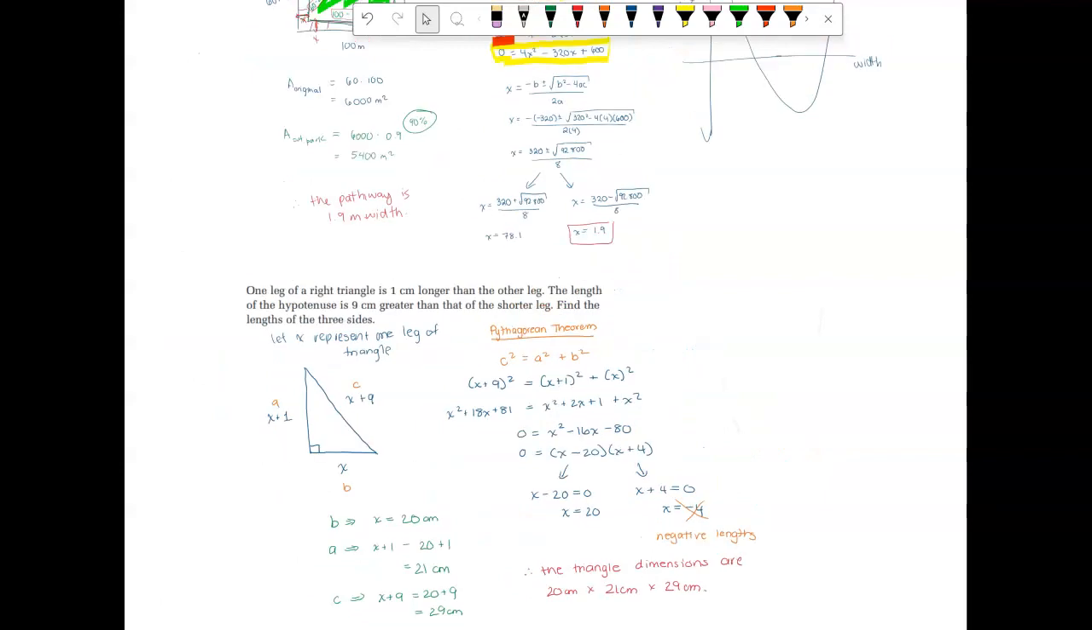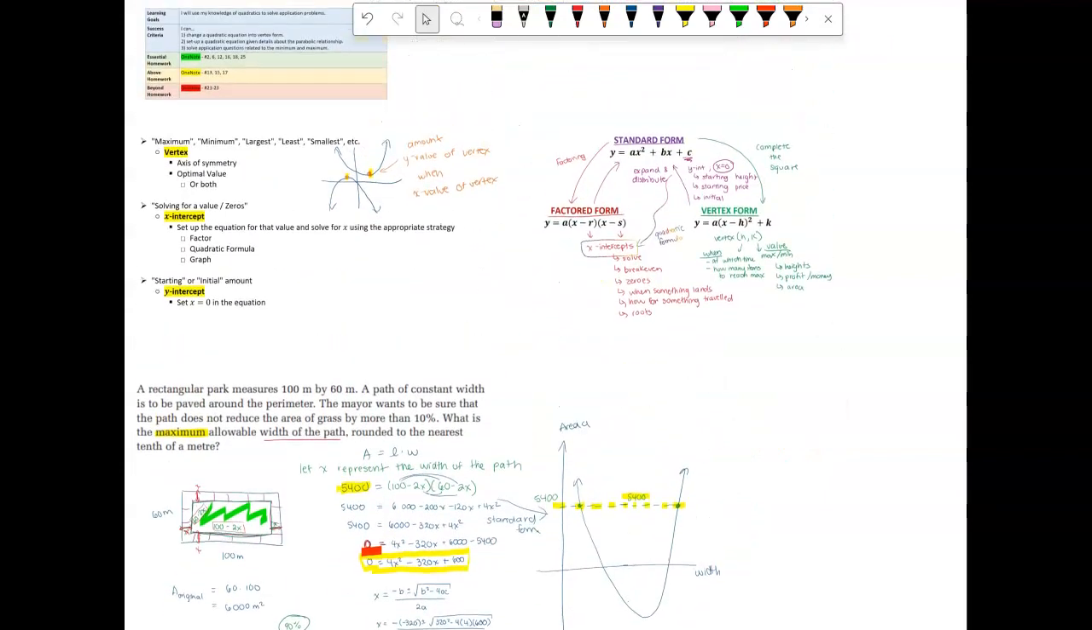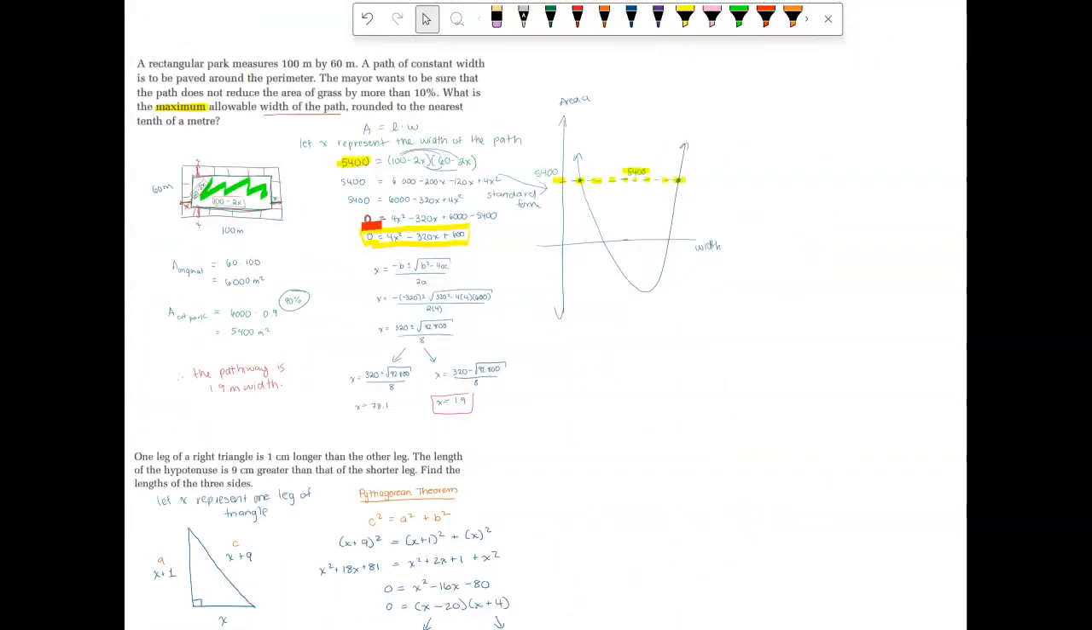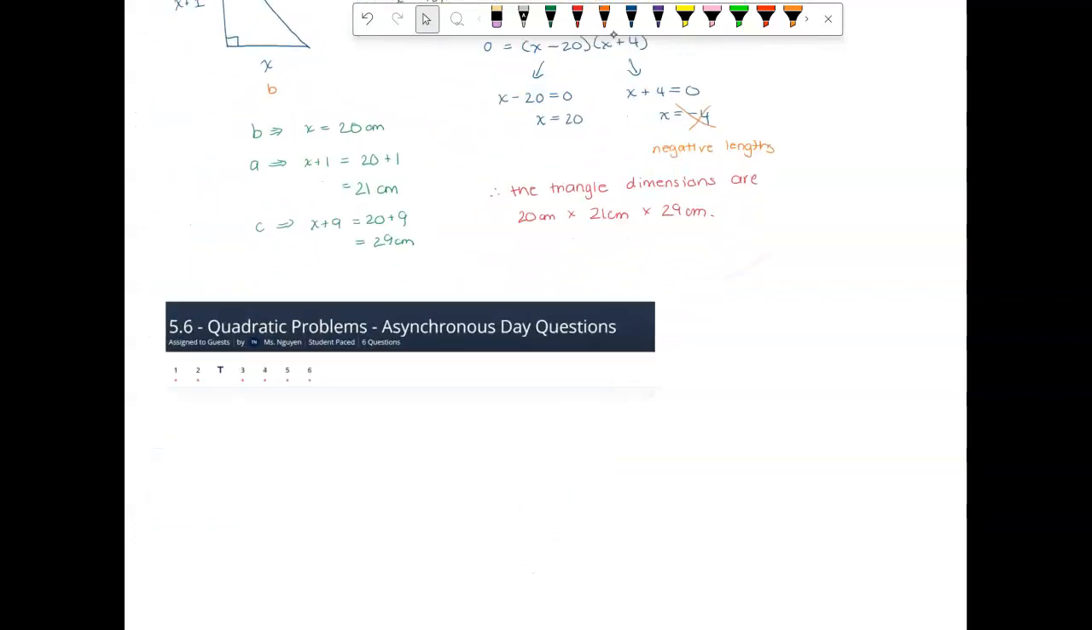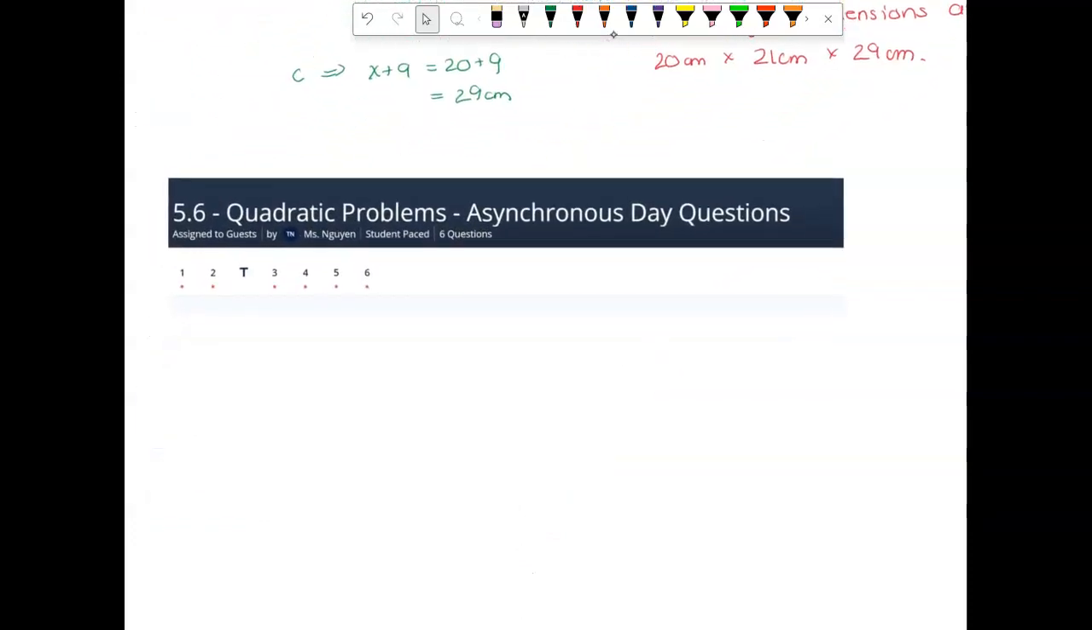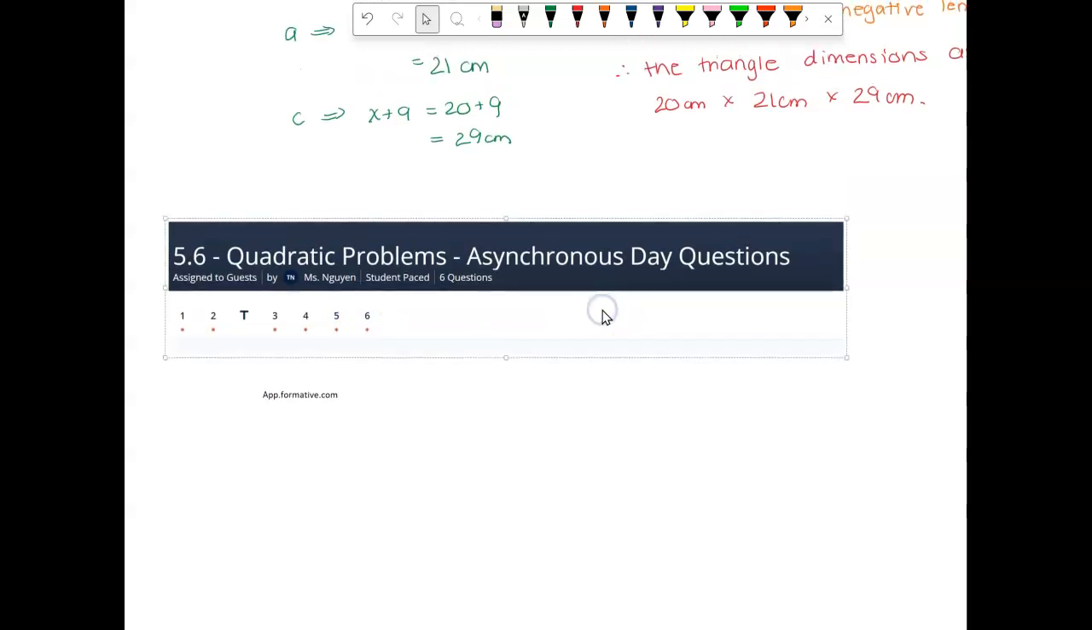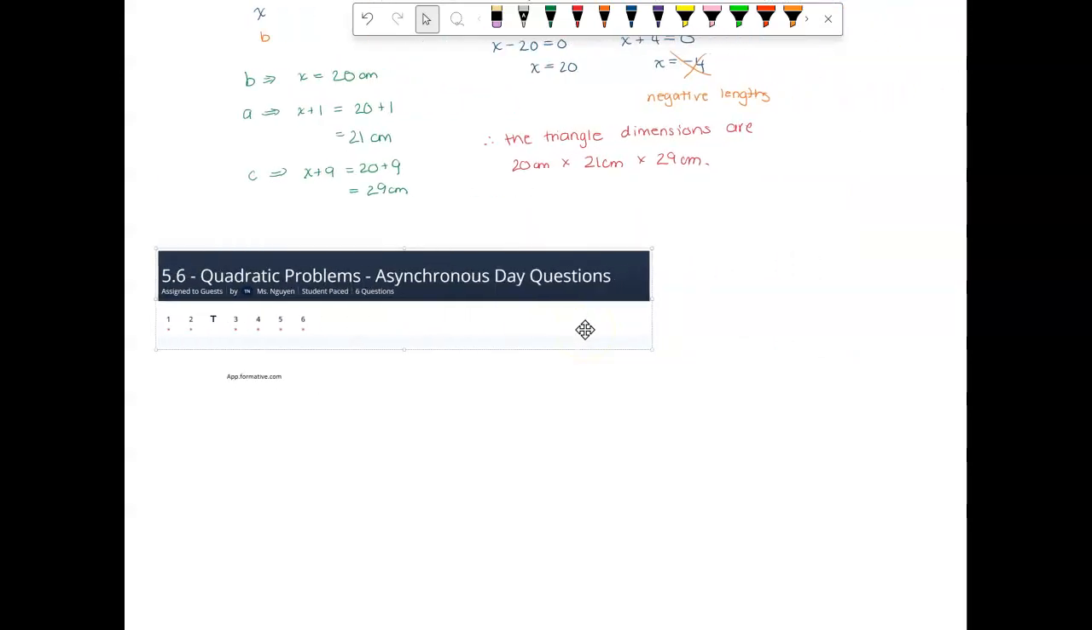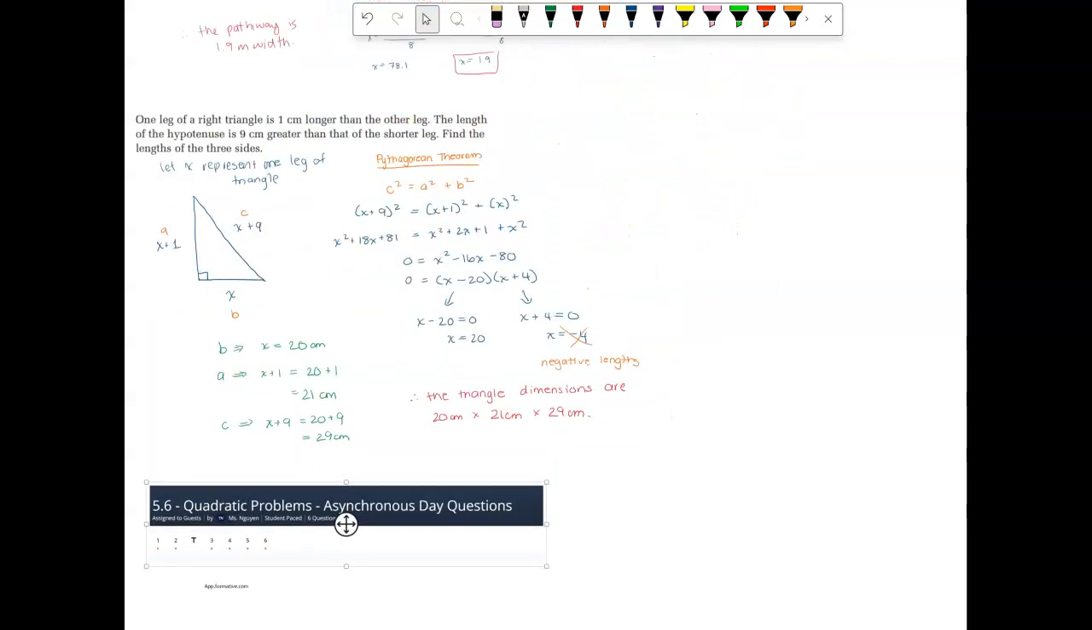All right, so hopefully that gave you some ideas of how to solve some quadratic word problems. Now I want to see you do that on app.formative. So make sure you go to app.formative.com, log in with your student account, and complete all of these. I know it looks like there are 6, but they're really quick, and I just want to make sure you have a good understanding of quadratics and word problems so far.